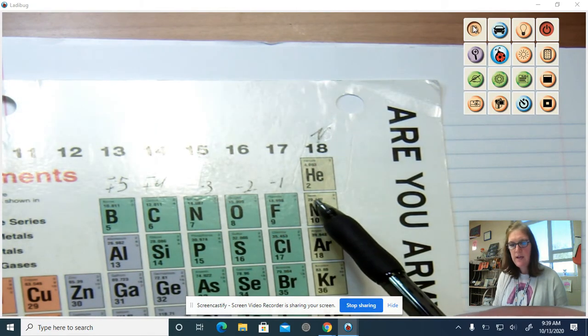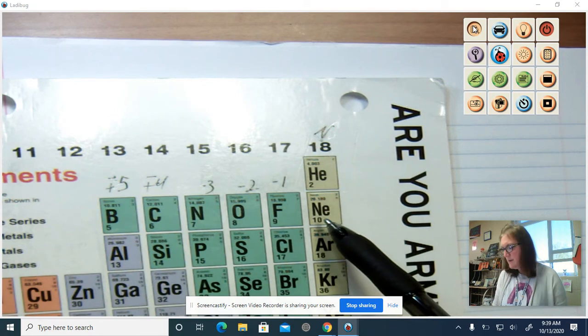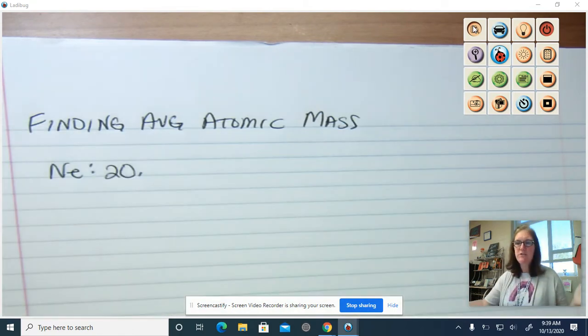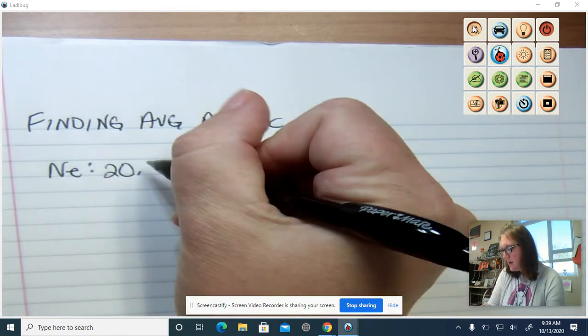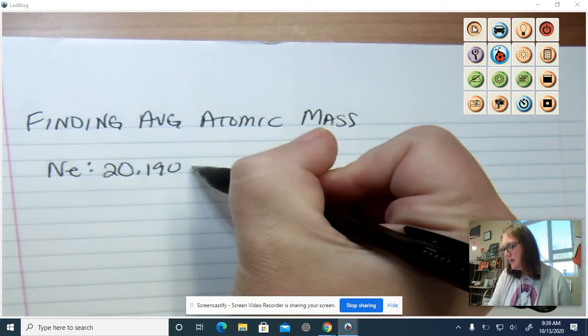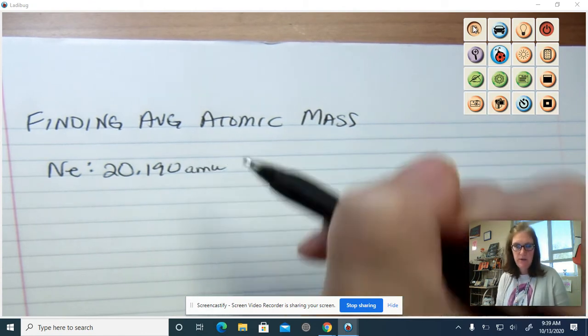So for instance, if we were going to look at neon today, which is what we did in class, its average atomic mass is 20.190. So what that means is that's the average of all of the isotopes of all of the neon that's found in the universe, okay? And we're going to go ahead and assign it a unit of atomic mass units.